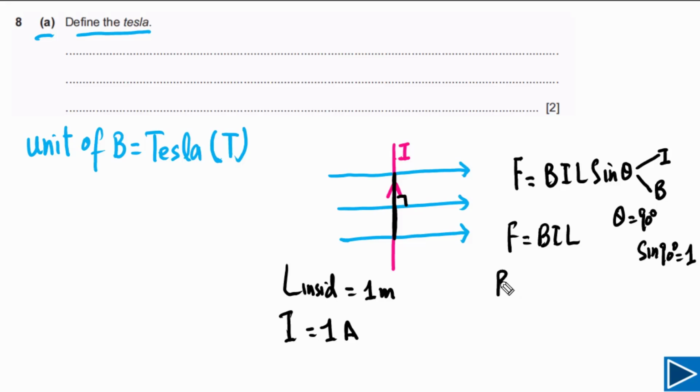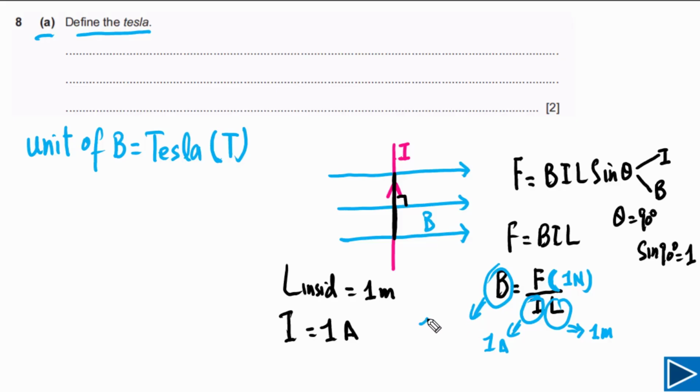Now we need to define B. So we can rearrange this one. We can say B is equal to F over I times L. Now, if I is equal to 1 ampere, as we have mentioned before, and L, the length of the wire inside the magnetic field, is equal to 1 meter, and the force experienced by this wire will be 1 Newton, then in this case, the magnitude of B, the magnetic flux density, will be equal to 1 T. This will be equal to 1 Tesla.